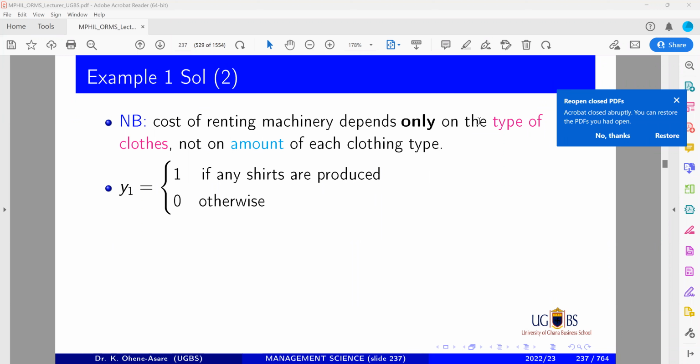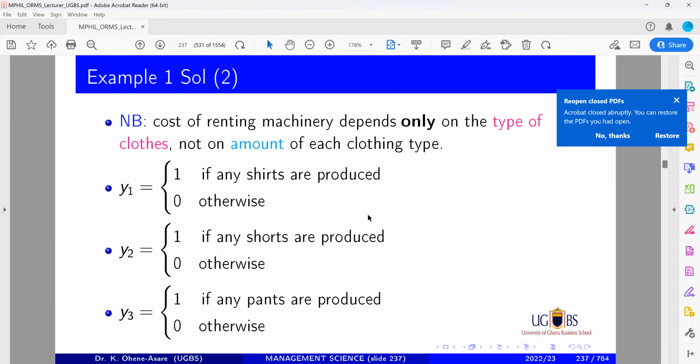The machine must be there. And that is what makes it binary. That's what makes it categorically binary. And so the shirt machinery is Y1, the short machinery is Y2, and then the pant machinery is Y3. And each one of them can be 0 or 1. So it means that from the onset, we know the values of Y1 and Y2 and Y3 already ahead of time. It is fixed. It is a fixed charge.